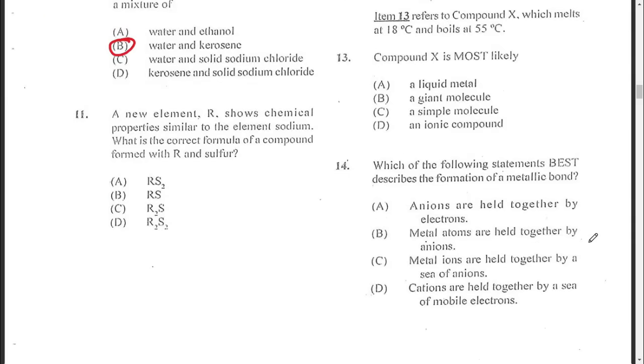Question 11. A new element R shows chemical properties similar to the element sodium. What is the correct formula of a compound formed with R and sulfur? Sulfur has a 2- charge, and since R has chemical properties similar to sodium, it would form the +1. Switch it around, we should get R2S. Okay, switch around the number that is beside the charge. So it's R2S, which is C.